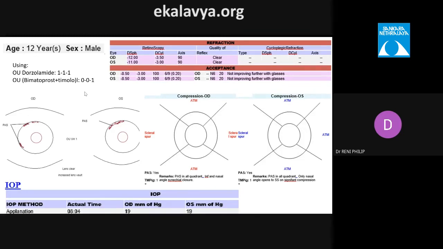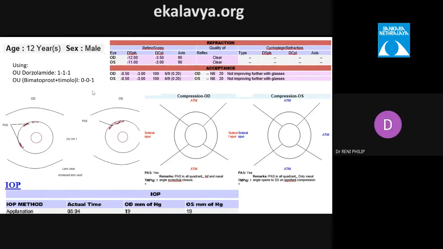The anterior segment diagram shows scattered PAS, a clear lens, and an increased lens vault. The compression indentation gonioscopy shows PAS in all quadrants and closed angles in 2 to 3 quadrants in the right and the left eye respectively. The IOP, I can't read the IOP. Can someone? It was 19 in both. Yes, 19 in both.